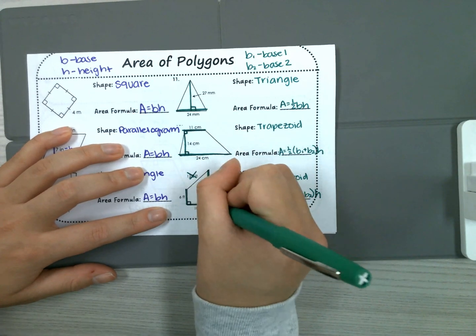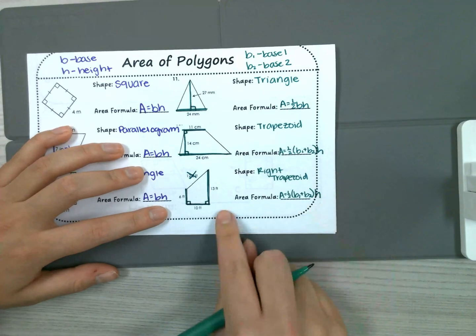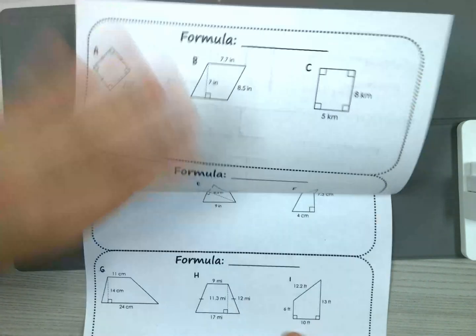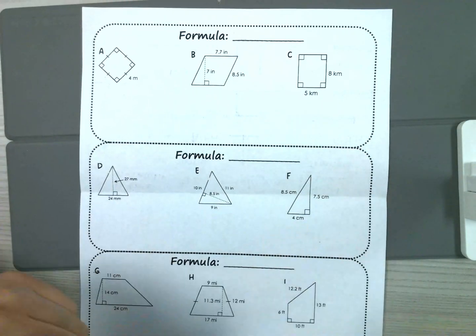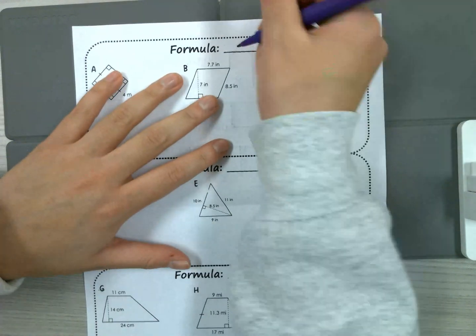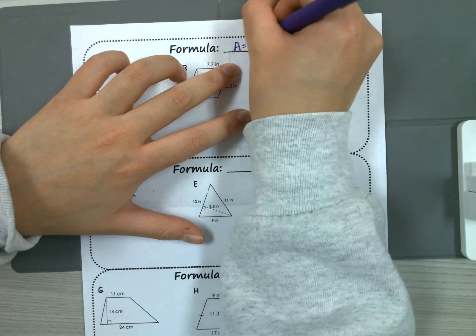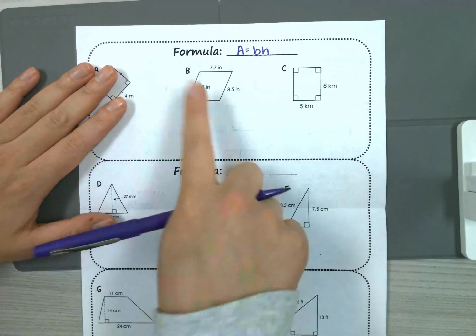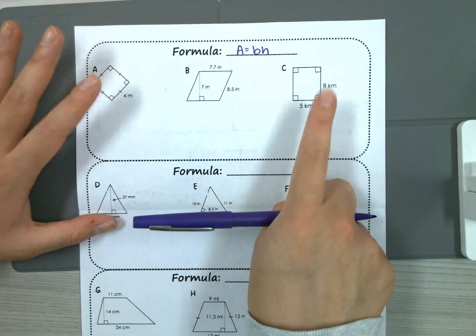And notice again, you can find the height and the base by looking for those right angles. All right, we're going to go ahead and open up our notes, and we are going to start with the first section. The first section is going over the 3 types of shape that use the formula area is equal to base times height. So I'm going to do B with you, and then you'll do either A or C on your own.